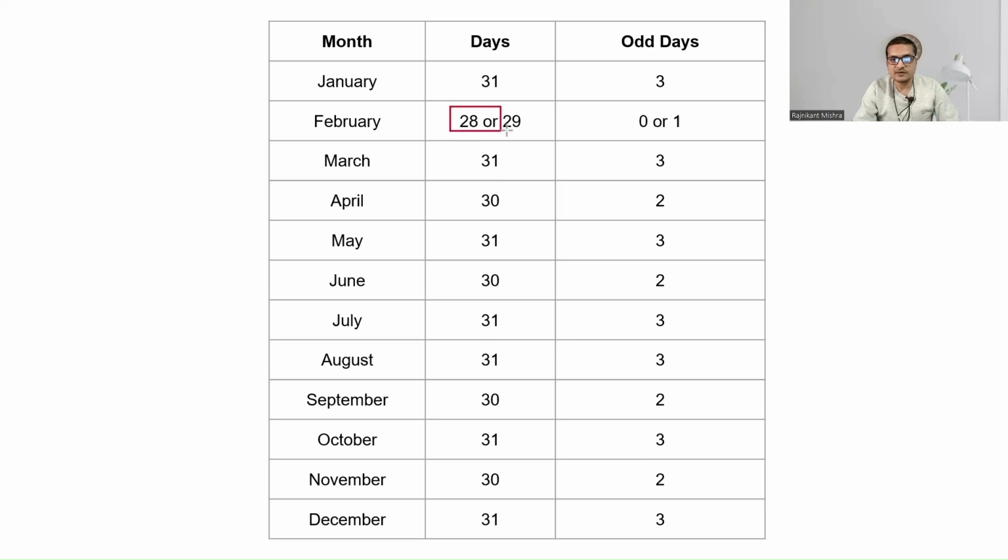Here, February is a special case. Most of the months have 31 days, and there are only 4 months which have 30 days, that are April, June, September and November. June, November, April, September. Keep this rhyme in your mind. These 4 months have only 30 days. February is exceptional and the rest of the months have 31 days.